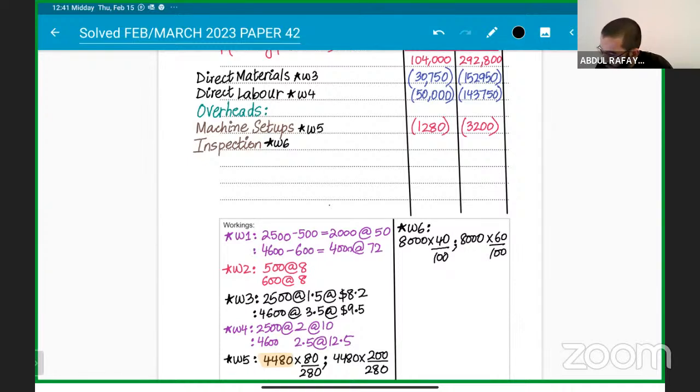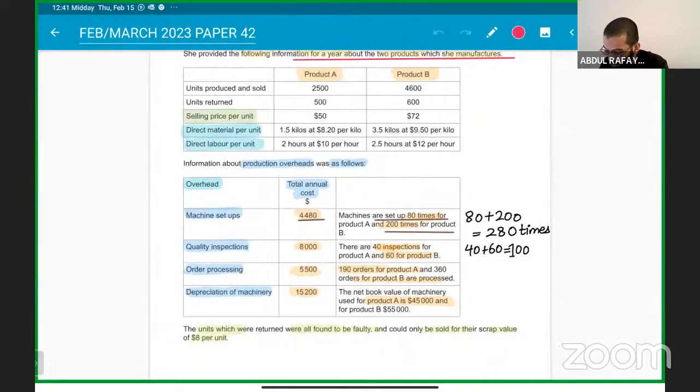So it will be $3,200. The cost is coming for product A. Is everyone following me? And 8,000 minus 3,200 will be 4,800. That will be coming for product B. Okay, got it clear? Inspection cost, we got that as well. Clear, guys? Understood? So we have done two overheads and now two overheads left.